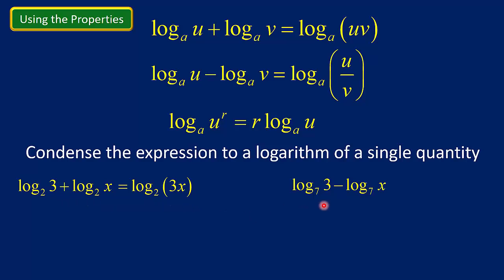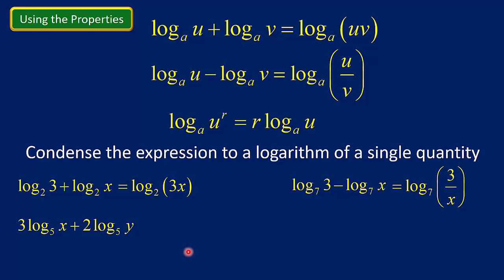Now we have a difference of logs. Log base 7 of 3 minus log base 7 of x. This is a difference, so it's pointing us to this property. Now, note that this is just log base 7 of 3 over x. It's not log base 7 of 3 over log base 7 of x. No, it's just one log here, a log of this quotient. That's what it is. Okay, let's try this one now.